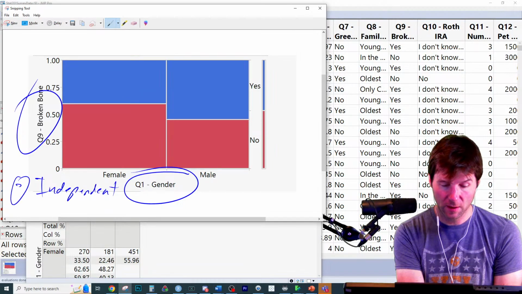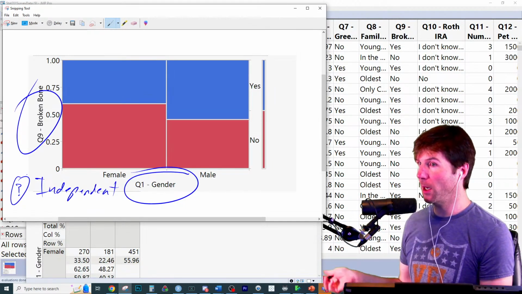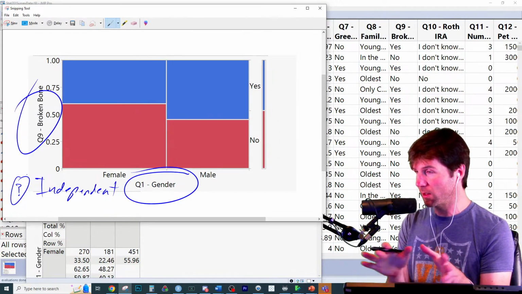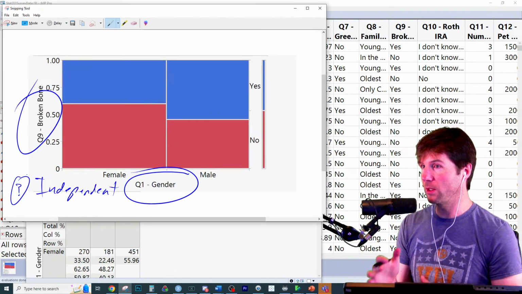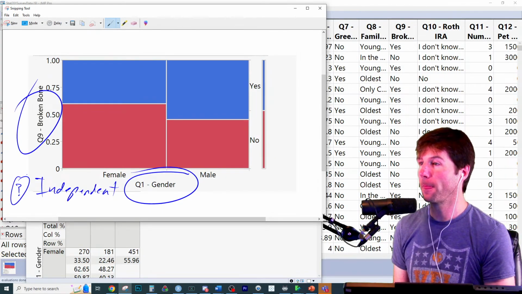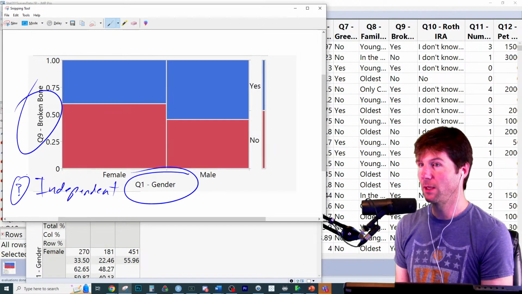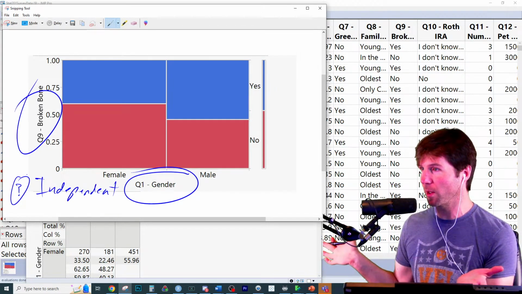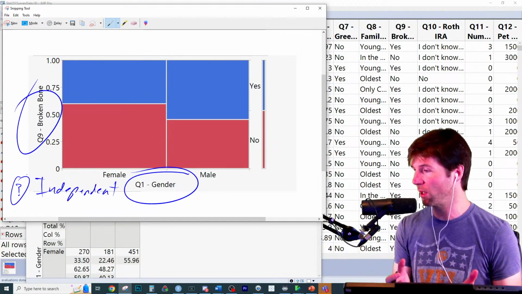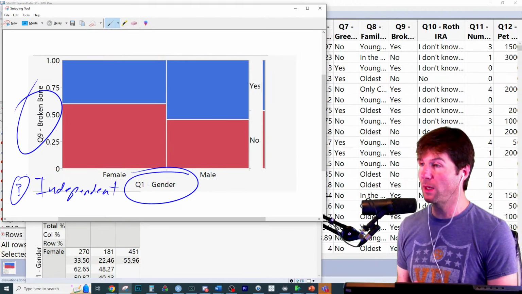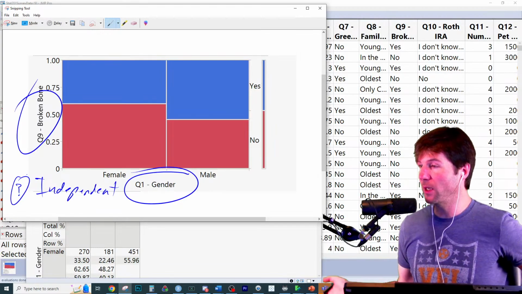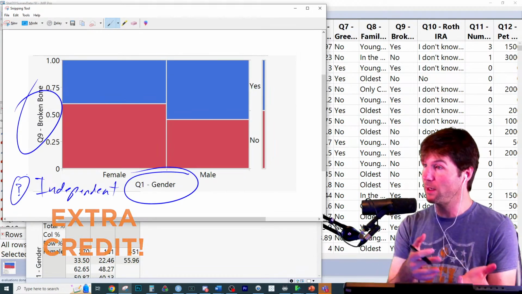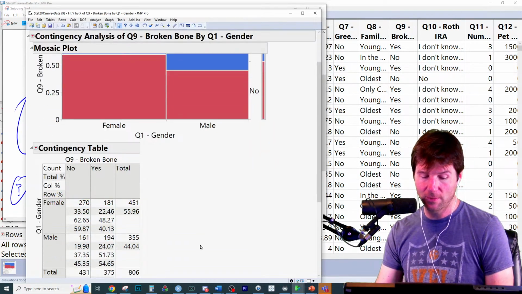So what do you think would be the alternative? Whenever you see this chi-squared stuff right here, just remember the null is gender is independent of breaking a bone. Independent means gender would tell you nothing about someone breaking a bone. If I know someone's gender, it would give me no information. You can say dependent. I like to say not independent, but dependent works also. Great job. So you can say gender is dependent on breaking a bone, or breaking a bone would depend on someone's gender.